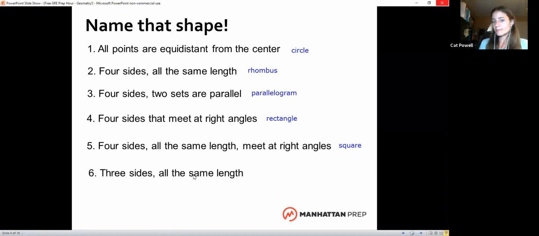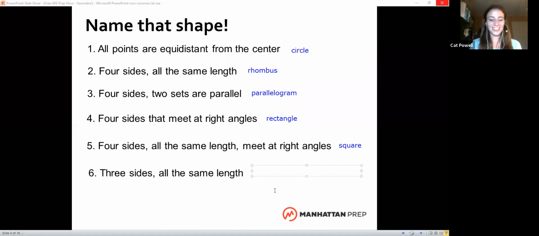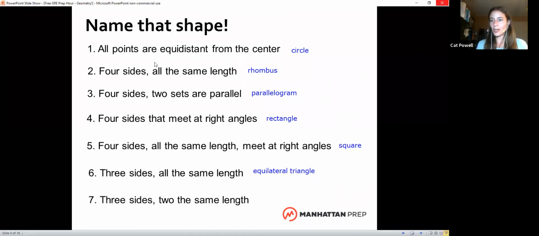Three sides, all the same length. What's that? It is a triangle. What kind of triangle? Yeah, there we go. Equilateral triangle. Yep. And one more. Also a triangle, but now what is it called? Two sides the same length. Yeah, isosceles.